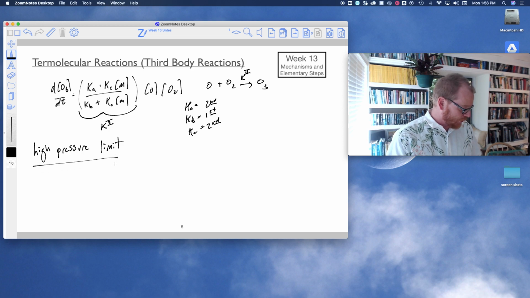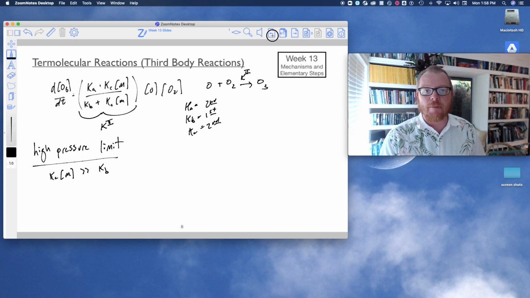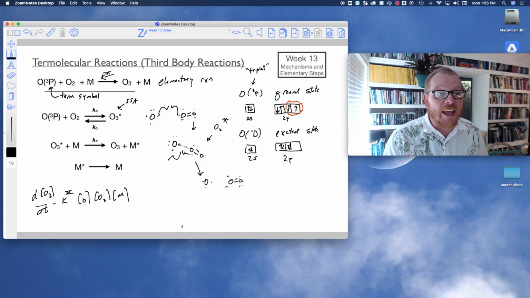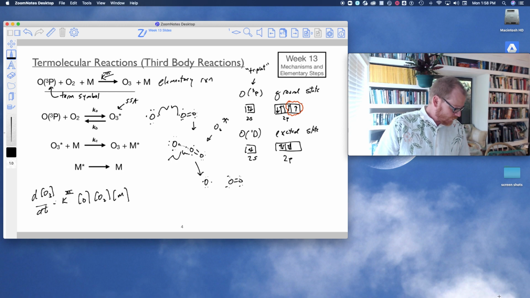Okay, so in the high pressure limit, Kc times M will be much, much greater than Kb, okay? So again, in the high pressure limit, M is very large, and when M is very large, that means the way this is going to go is slightly different than the bromine reaction, right? This O3 is stabilized by M to push it on and through to make that stable product, okay?